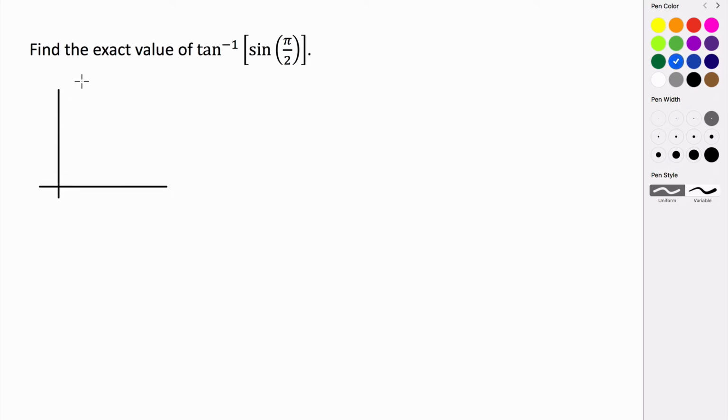we know that pi over 2 is up here, and we know that it has ordered pairs of 0, 1. At 0 radians, it's 1, 0. So the sine is the y-coordinate, so this is just going to be 1, right? The sine of pi over 2 is equal to 1.